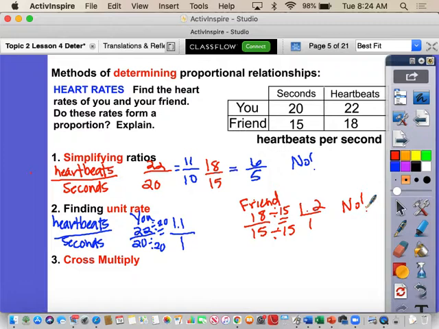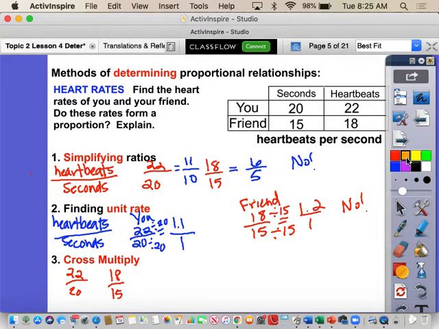Okay, and then the third method, which is probably the most popular, is to cross multiply. This is a lot like the butterfly method that you learned in elementary school when you were trying to decide if two fractions were equivalent. Because we know ratios can be written as fractions, therefore we can use that same method to determine if they're equivalent. So, if we've got our two ratios, ours was 22 heartbeats in 20 seconds, and then our friend's was 18 heartbeats in 15 seconds.